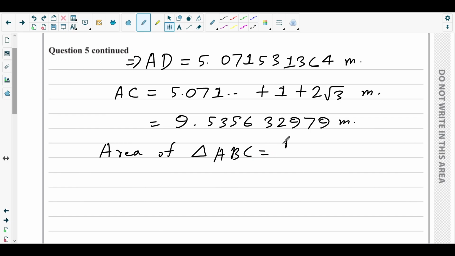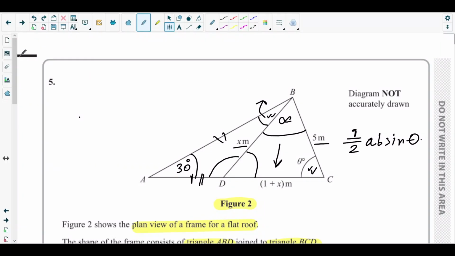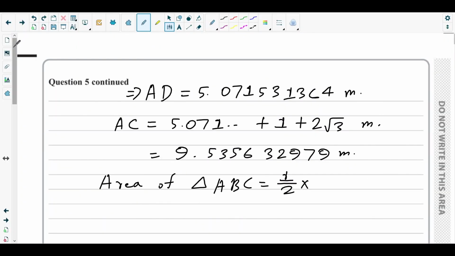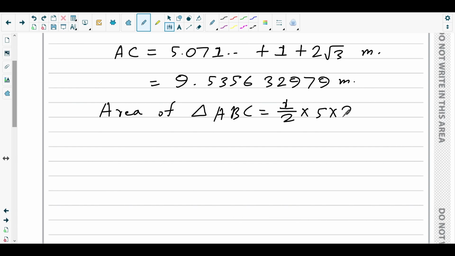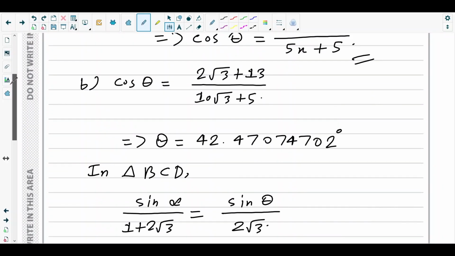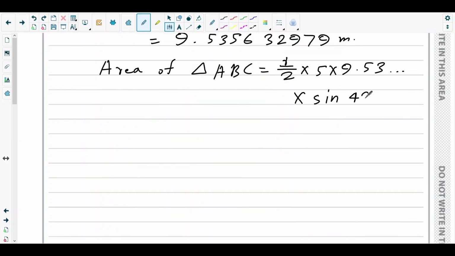Now we can easily find out the area of triangle ABC. This is half of the product of the two adjacent sides of this theta, which are AC and AB, which is 5. So half times 5 times AC, 5 times 9.53 times sine theta. So theta was 42.470 something degrees. Now just use your calculator to find out the area.